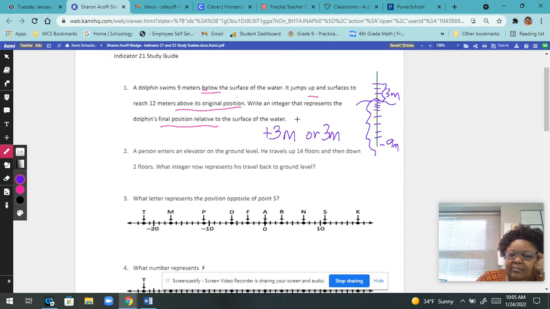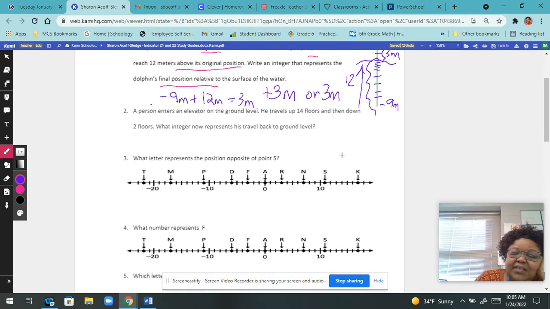Make sense? So we started here at minus 9 meters and we went up 12 meters. And really, with the lesson we had the other day, we can say minus 9 meters plus 12. And so we know we would subtract these and keep the sign of the larger number because that's the same as 12 minus 9. All right, so there's 2 ways we can do that.